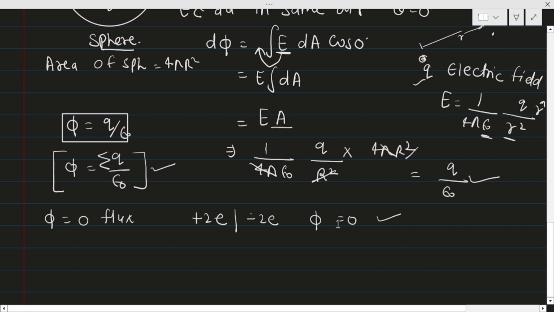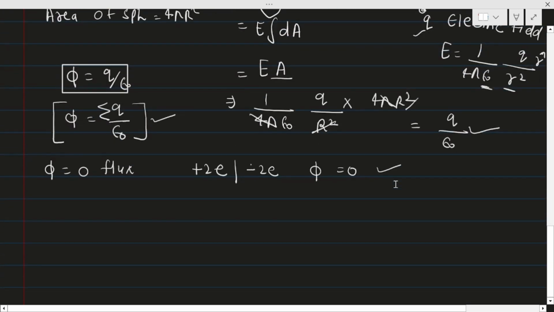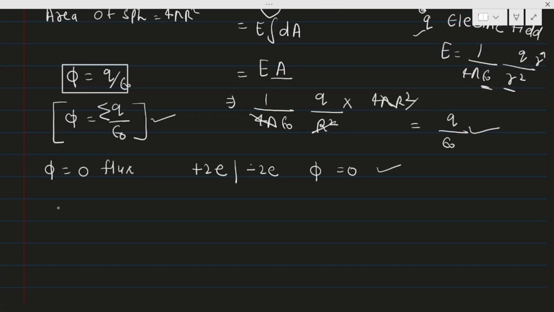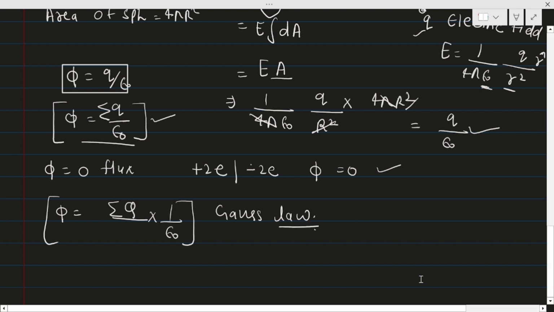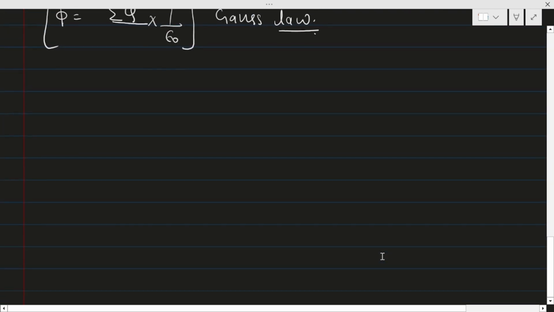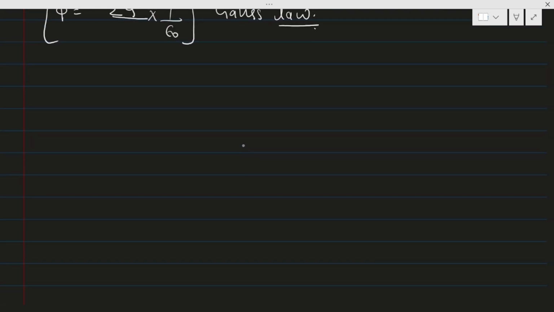So this is called Gauss law. Gauss law is basically that the flux phi emerging out from a closed surface is equal to the total charge enclosed inside it multiplied by 1 upon epsilon naught. This is the typical Gauss form, or this can be said to be the derivation of Gauss law as well. But Gauss law is not valid or can't be used for each and every case. We can use Gauss law for certain cases only.